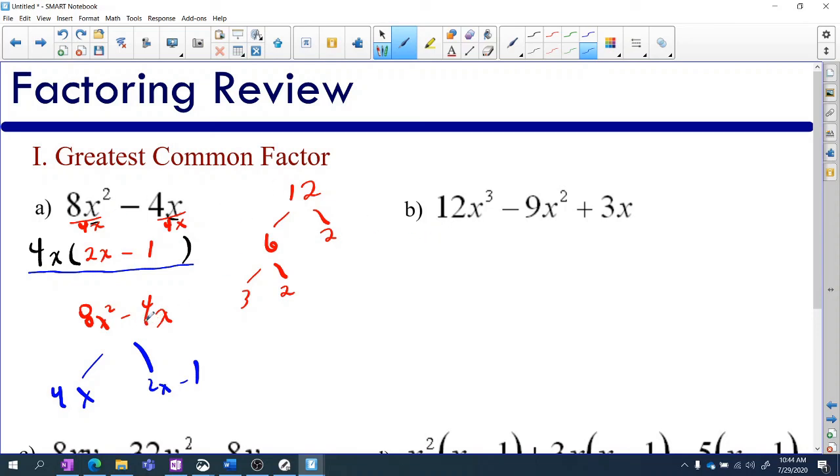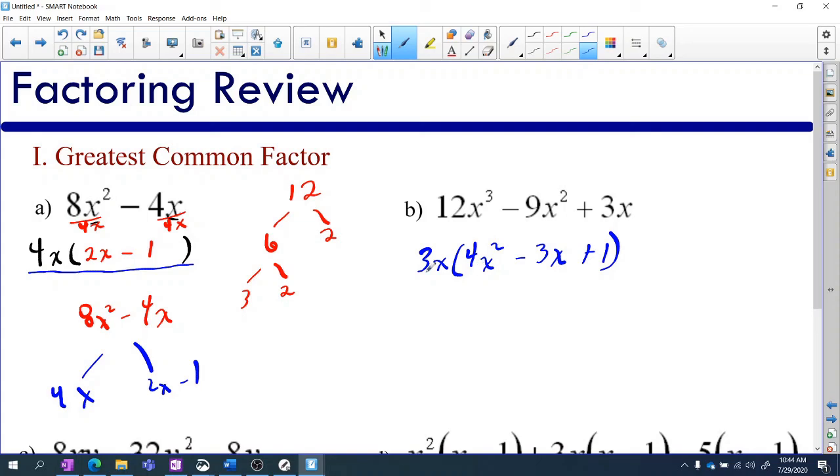We'll start speeding things up here and go a little bit quicker now. So now I look at this one. It's a trinomial. I have 12, 9, and 3. They're all divisible by 3. X cubed, x squared, and x. That means they're all divisible by x to the 1. Now divide each of these by 3x. So I'll get 4x squared, take away 3x, plus 1.